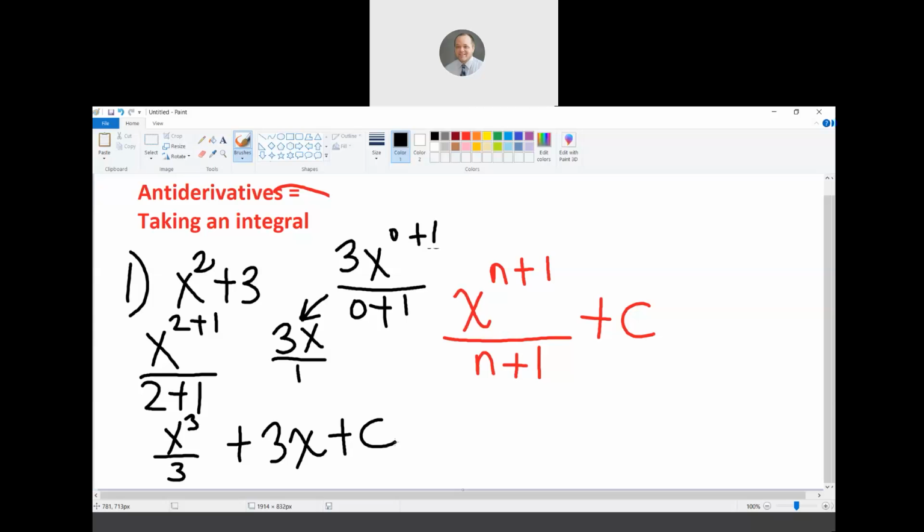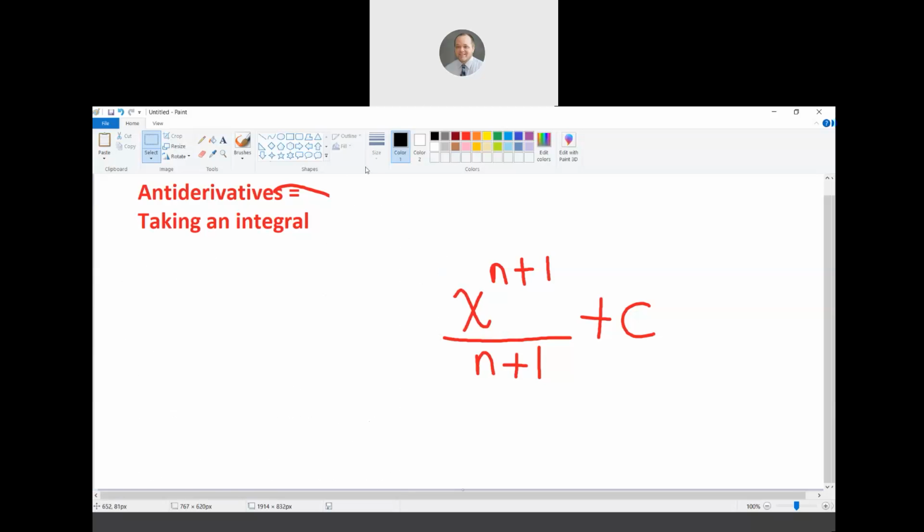To check your answer for an antiderivative, this is actually the original function we found. So to check your answer, just take the first derivative of it. Let's look at another example in which we are given a derivative and we're going back and finding the antiderivative or the original function.